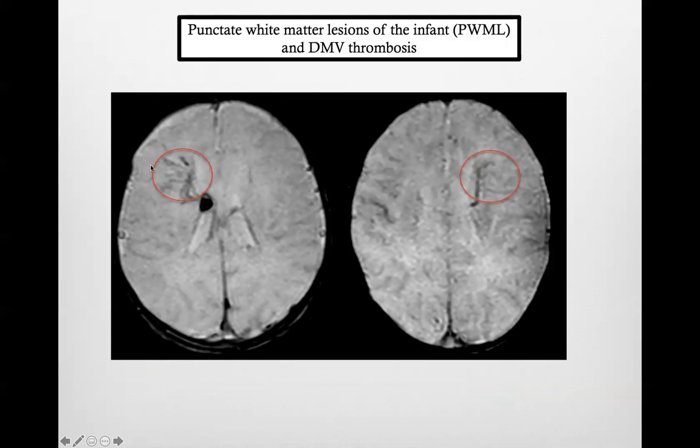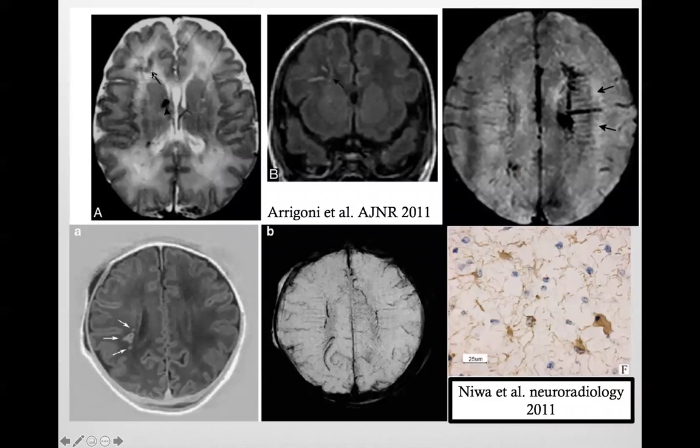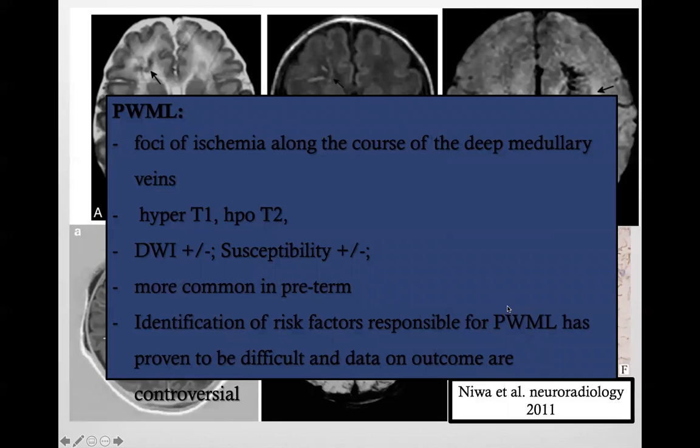These are called punctate white matter lesions of the infant associated with deep medullary vein thrombosis, a very, very frequent cause of seizure in the neonate. You need to be aware of this pattern and you need to be aware of this nomenclature when you see it. And there are these two papers that show the same pattern in both the children. So in several children, and they also show that these are small areas of ischemia. So punctate white matter lesions are foci of ischemia along the course of deep medullary veins, hyperintense in T1, hyperintense in T2. Diffusion weighted can be positive or negative depending on whether the lesion is acute. Susceptibility in gradient sequences can be positive or negative depending on whether there is blood.